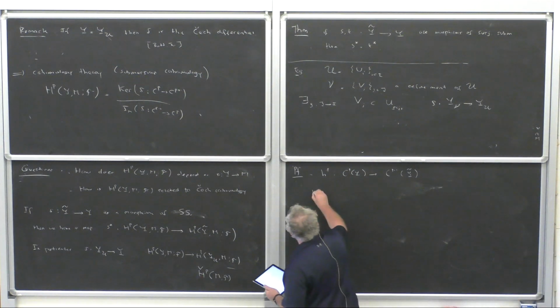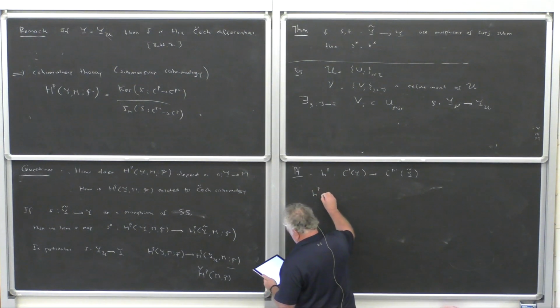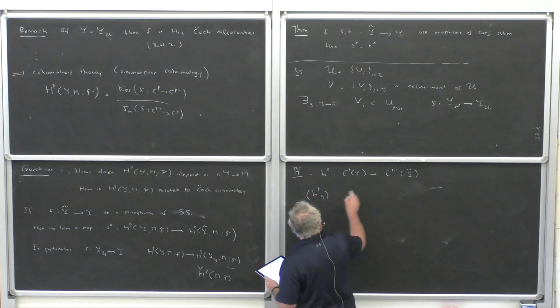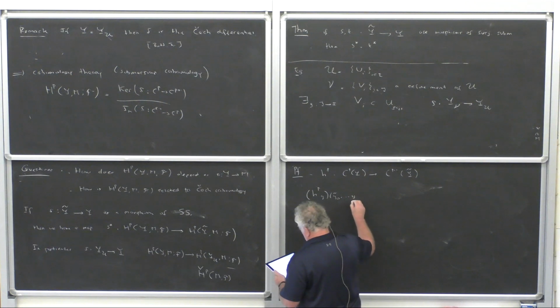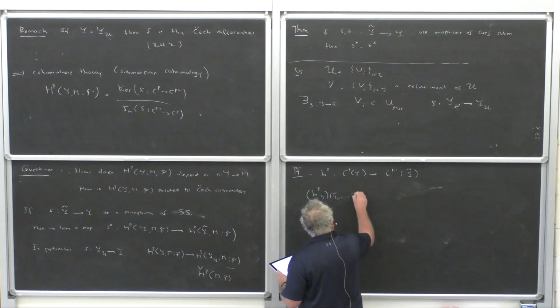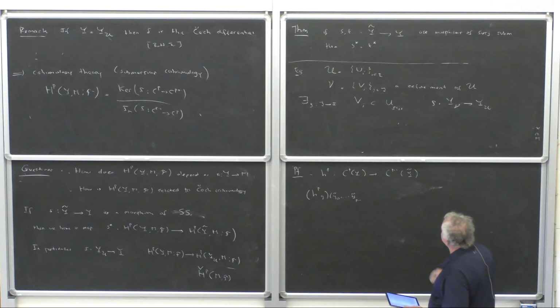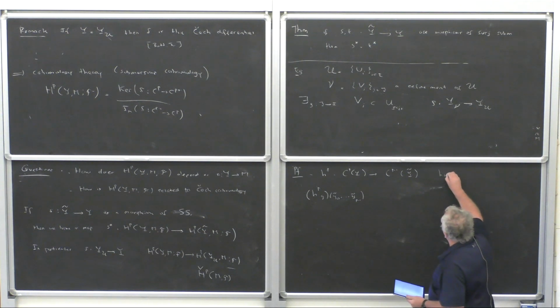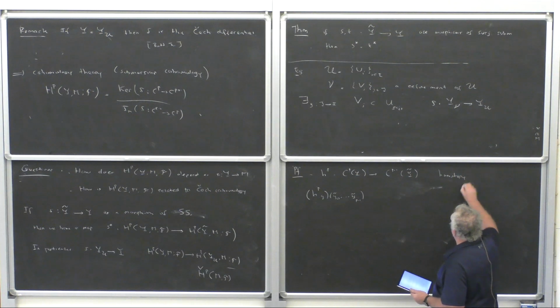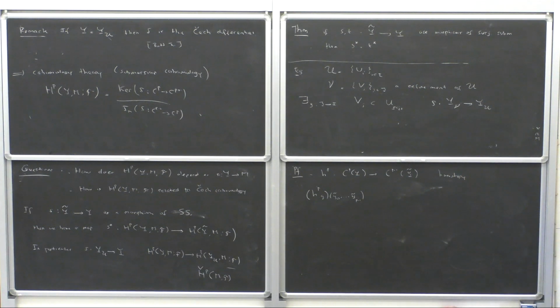And I'm going to give you an explicit formula. So I have to tell you how it acts on elements in here. So this is called a homotopy, or it turns out to be a chain homotopy between the different complexes.